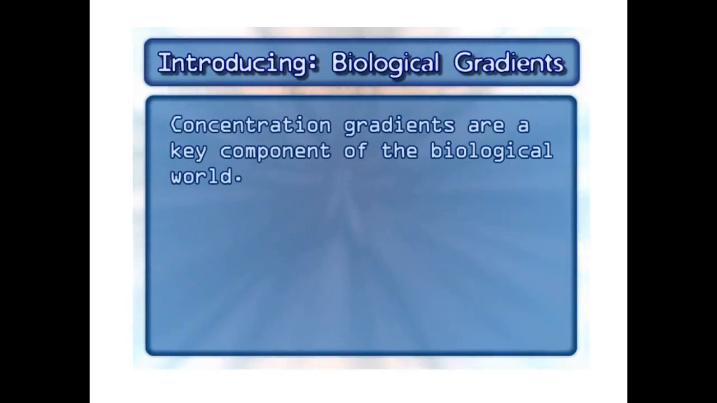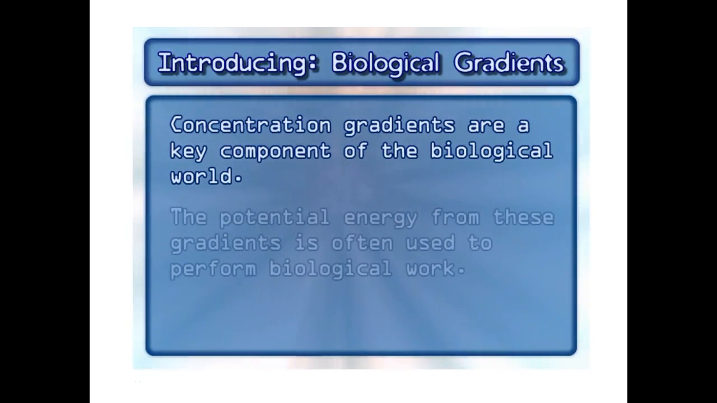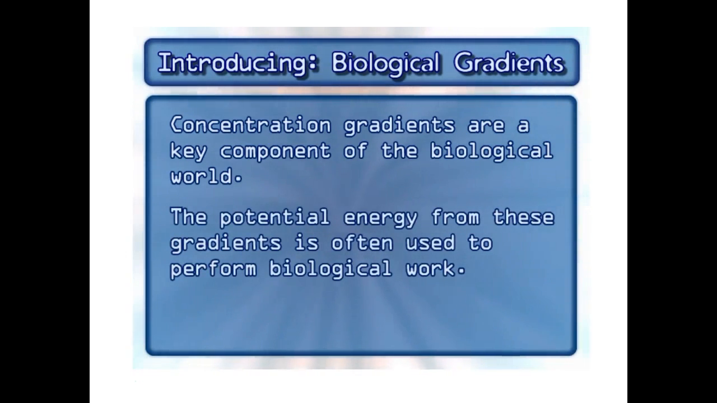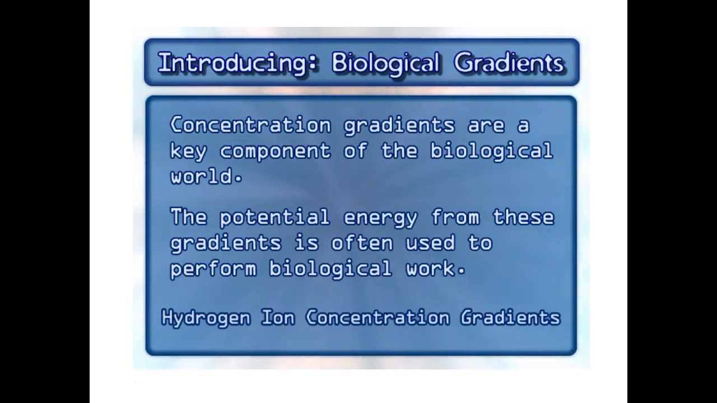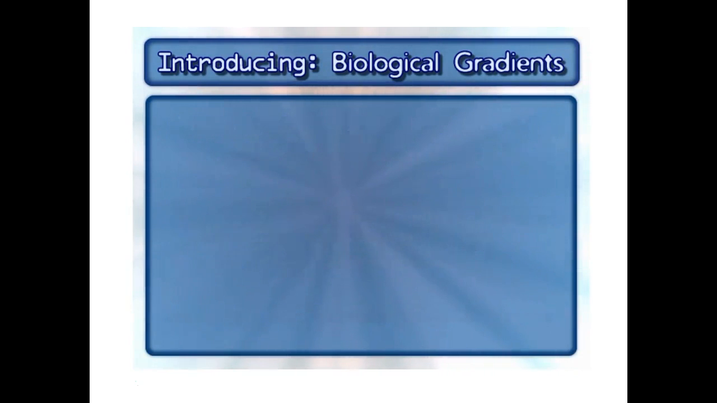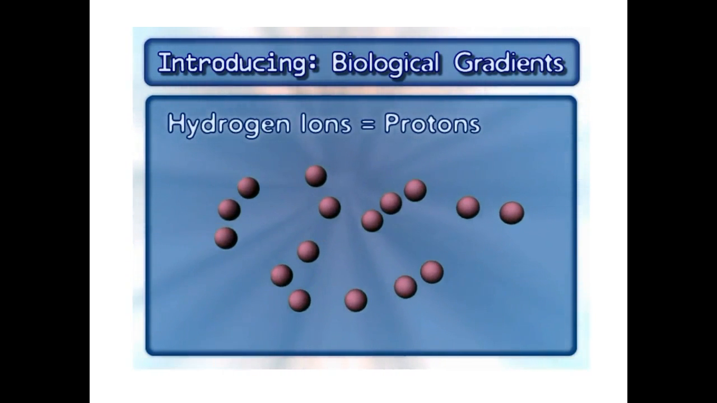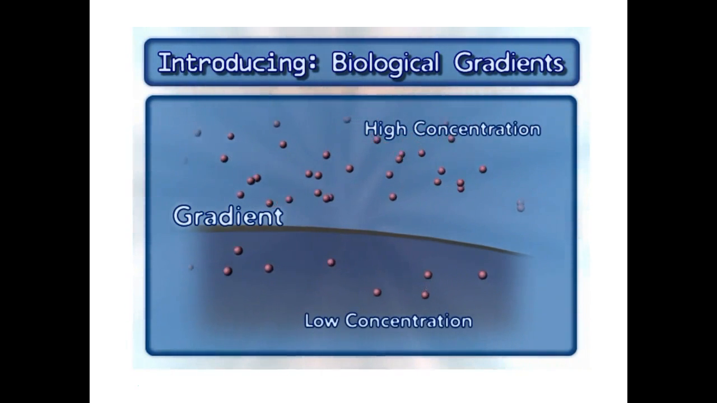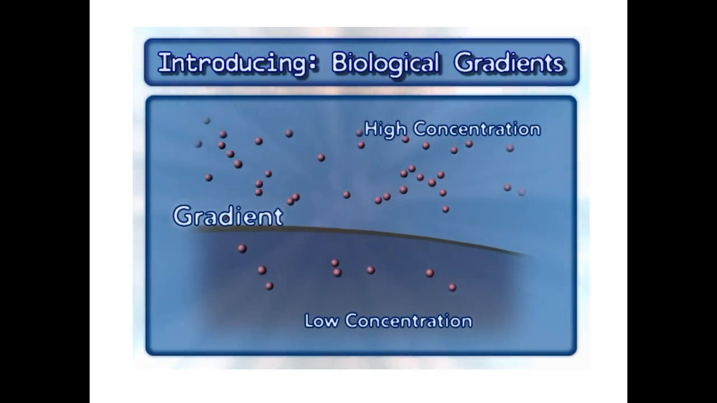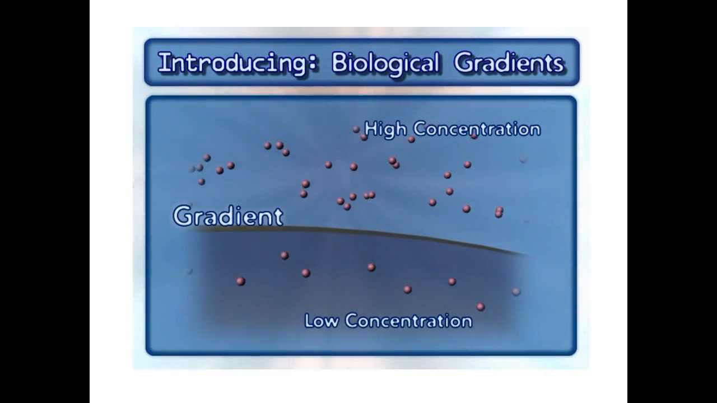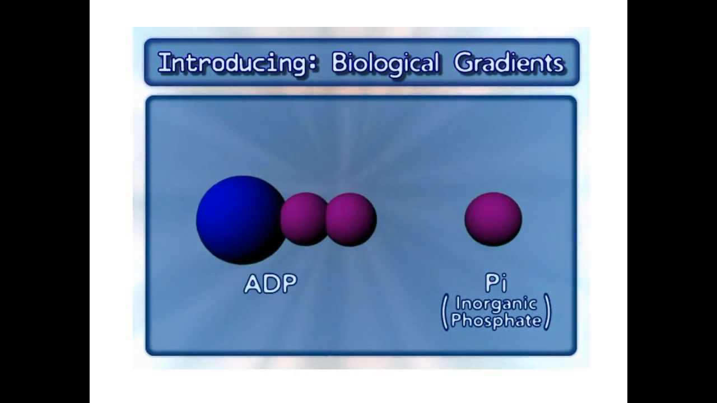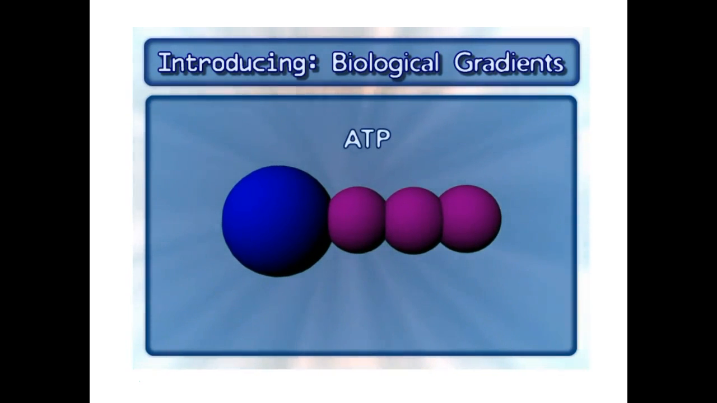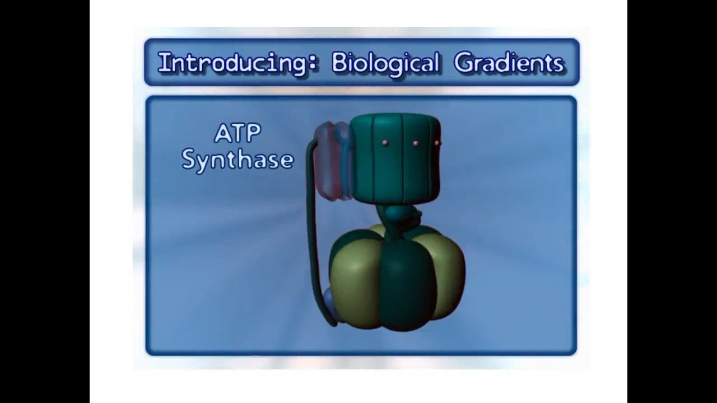Concentration gradients are a key component of the biological world. The potential energy from these gradients is often used to perform biological work. Here we will focus on hydrogen ion concentration gradients. Hydrogen ions are also known as protons. A gradient exists when there is a higher concentration of a molecule in one compartment compared to a neighboring compartment. This animation will demonstrate how the potential energy that results from a hydrogen ion gradient uses ADP and inorganic phosphate, also known as Pi, to synthesize ATP. This process involves an enzyme complex called ATP synthase.